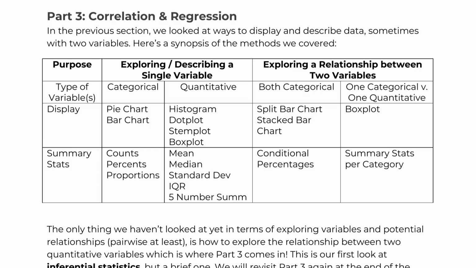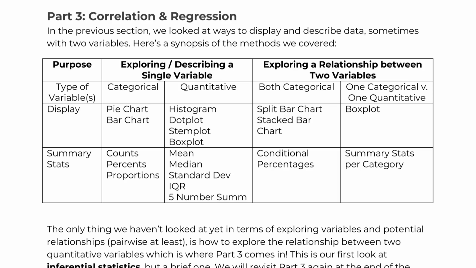All right, so part 3 is about correlation and regression. I added this table to show us why we ended up here. So far, we have looked at exploring a single variable, right? That was all in the last section. And then also looking at relationships between two variables, which is what your discussion board is about this coming week.